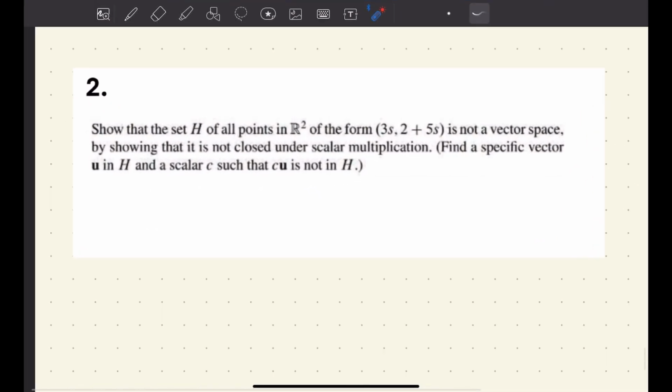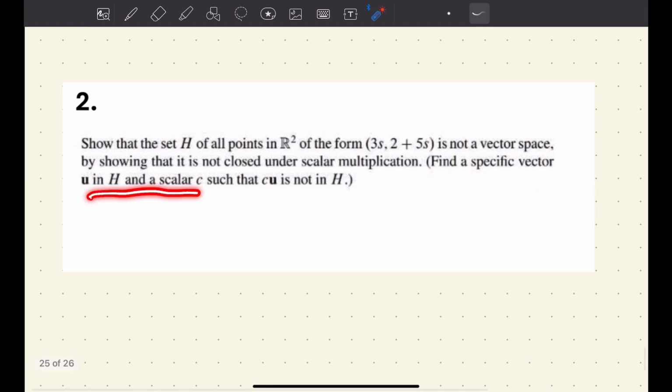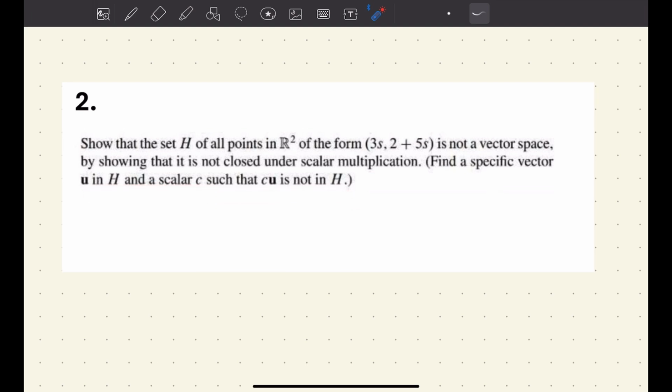For the second question, it's asking us to show that the set H of all points in R2 of the form 3s, comma, 2 plus 5s is not a vector space by showing that it is not closed under scalar multiplication. We need a specific vector u in H and a scalar c such that cu is not in H. So what is this asking us to do?